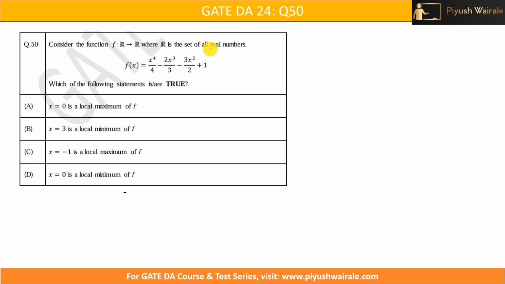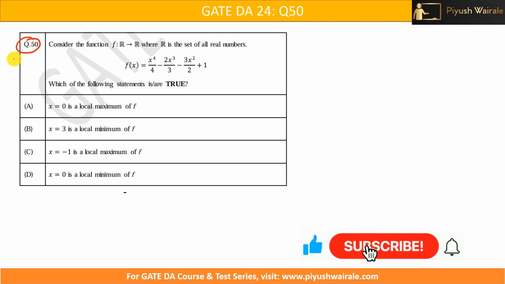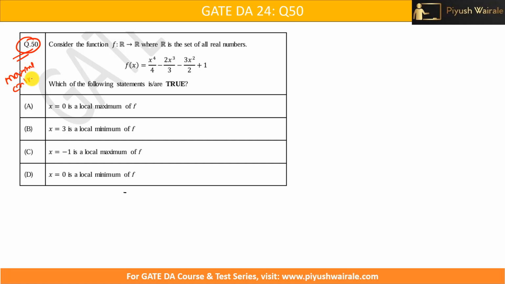Hello everyone. Now in this particular video we are going to discuss question number 50 of GATE DA24 exam. This question is based on the maxima and minima concept from calculus. So let's discuss that. Consider the function f defined from R to R, where R is the set of all real numbers, and this function is given to us. Then which of the following statements are true?